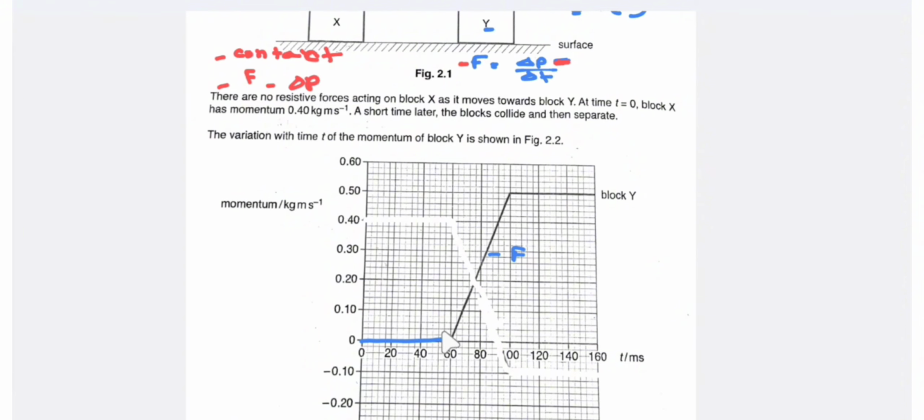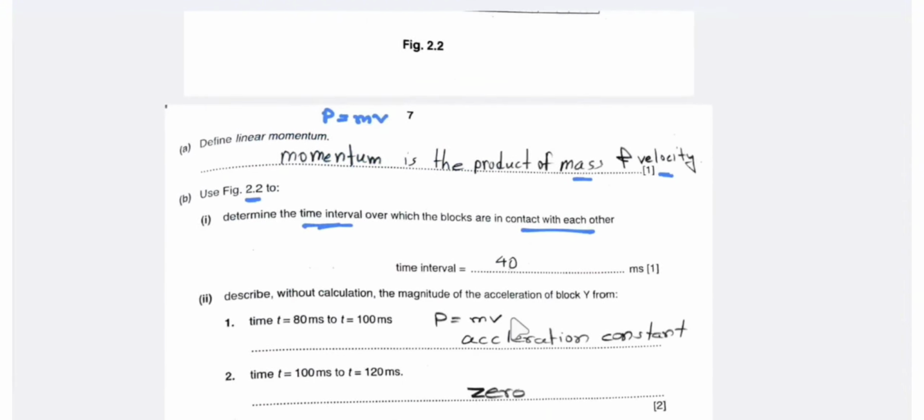There is a change in momentum from time t equal to 60 millisecond to time t equal to 100 millisecond. So 60 to 100 millisecond. What is the difference in time between the time interval? That is 40 millisecond. So for 40 millisecond, the blocks are in contact with each other. The force is acting, and since force is acting, there is a change in momentum. Therefore the blocks are in contact from 60 to 100 milliseconds, a time interval of 40 milliseconds.